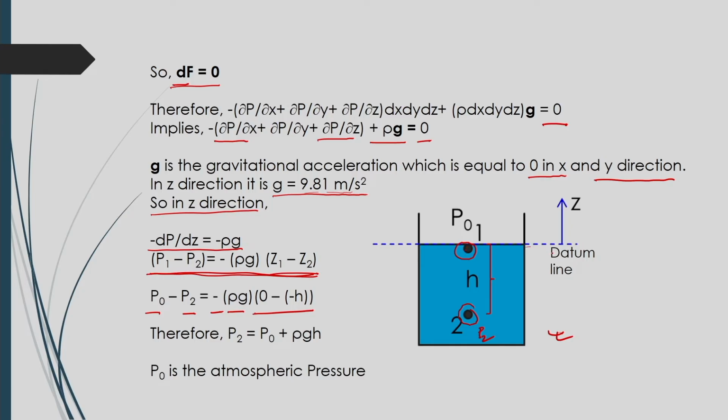So, here the distance z1 is 0, and z2, since it is in the negative z direction, will be minus S. So, 0 minus of minus S, because z2 here will be equal to minus S. So, ultimately we can say that P2 minus P0 will be equal to rho g S. So, P2 will be equal to P0 plus rho g S. Now, this P0 is the atmospheric pressure.